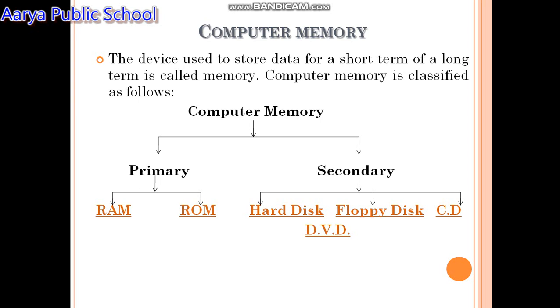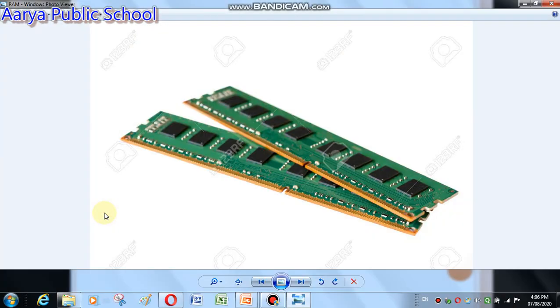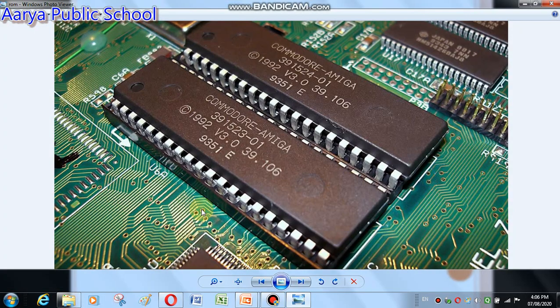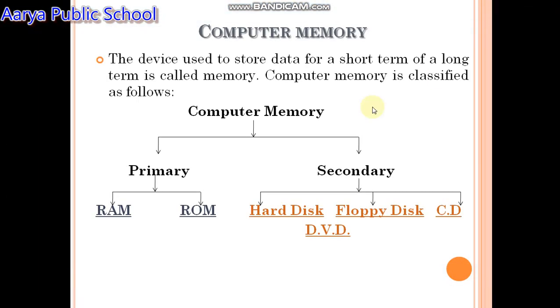Now I will show the image of RAM. This is RAM, random access memory. This memory is a temporary memory. We will see it later, but I show the image. Next in primary memory, ROM, read only memory. Now next, secondary memory, also called permanent memory. Permanent means it can store the data permanently.